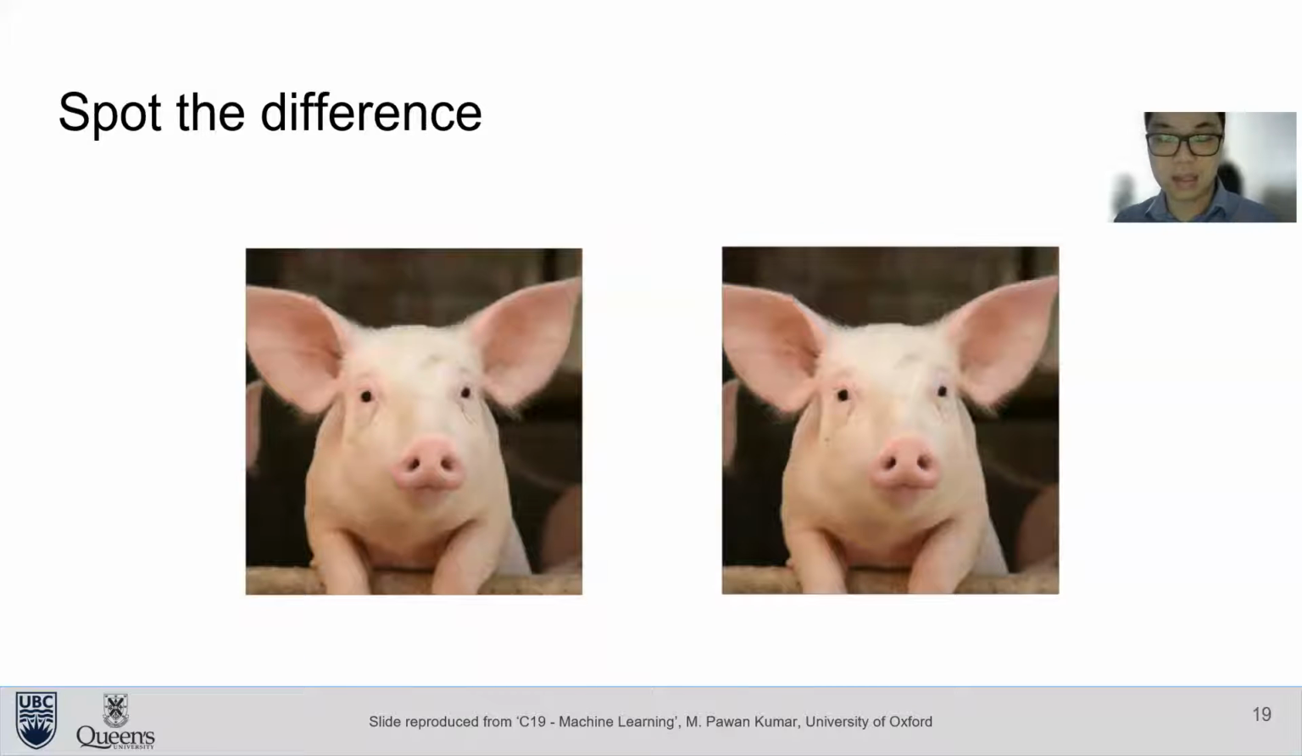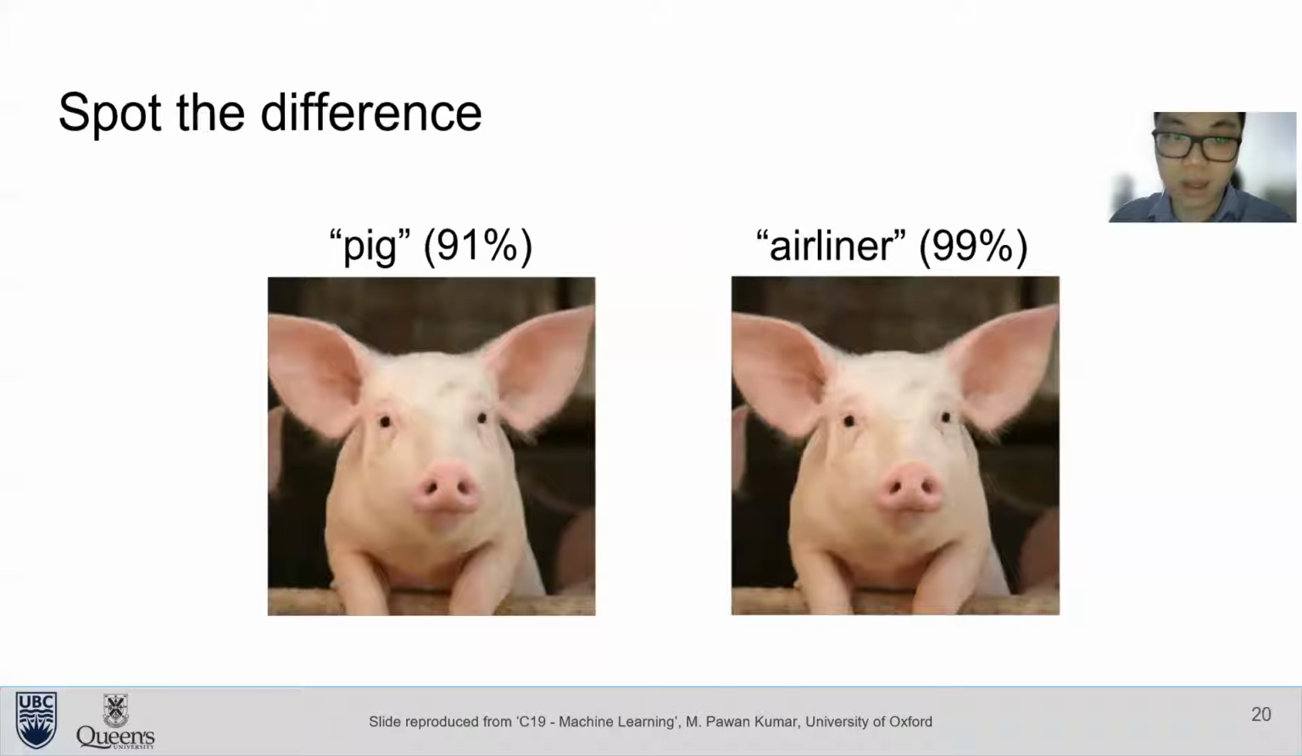So now in these two images, there's something that was manipulated differently. But to a human eye, we both see that these two are both pigs. But to a neural network, what happened in one of the neural networks used in the study was that the left was predicted as a pig and the right was predicted as an airliner with 99% accuracy.